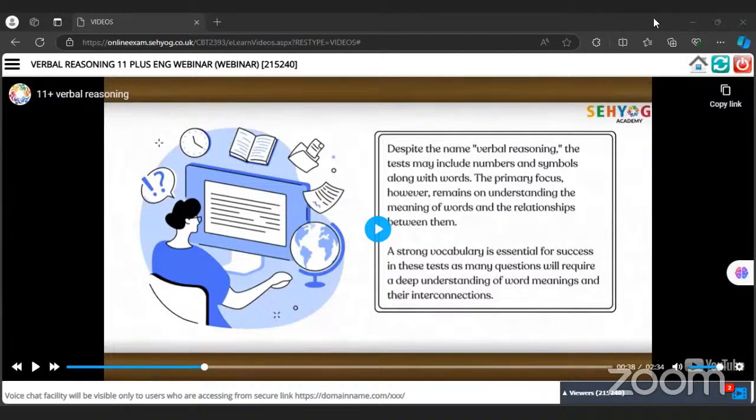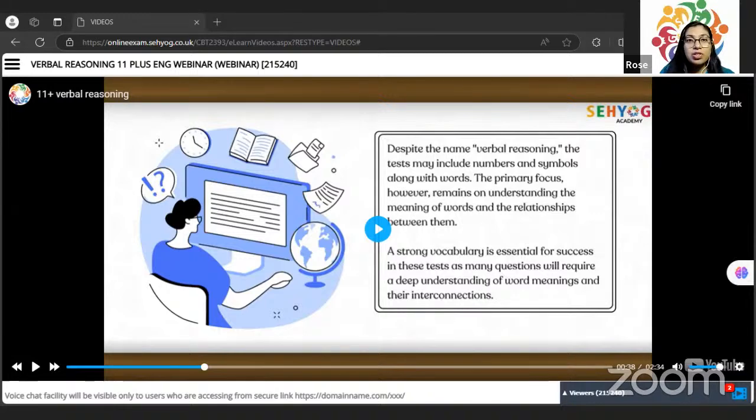Ma'am, I have a question. Why do I think that verbal reasoning is similar to English? Can you please explain what is the difference? I'm confused with this. Yes, English will have reading comprehensions in it, and they might ask you a question like, what was Emily doing in the first paragraph or in line one? That will not be verbal reasoning, my dear. That will be simple English.